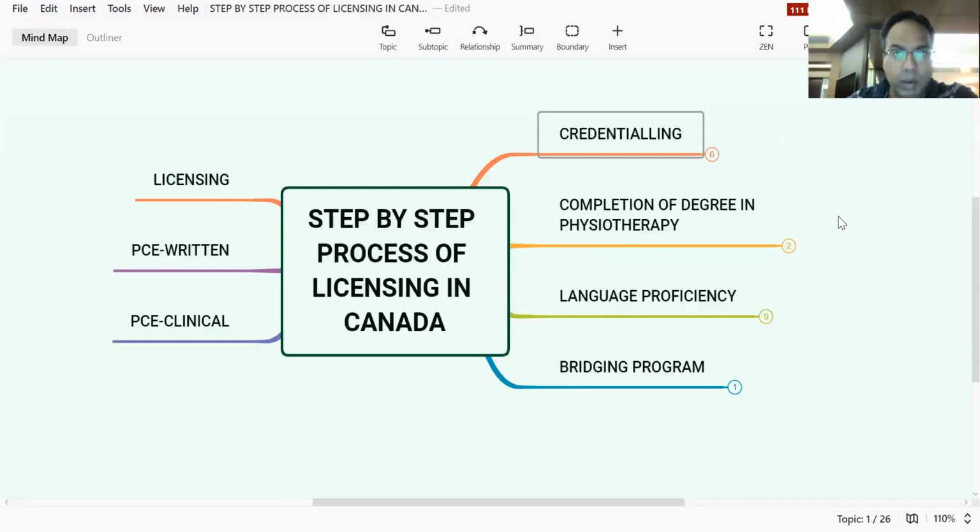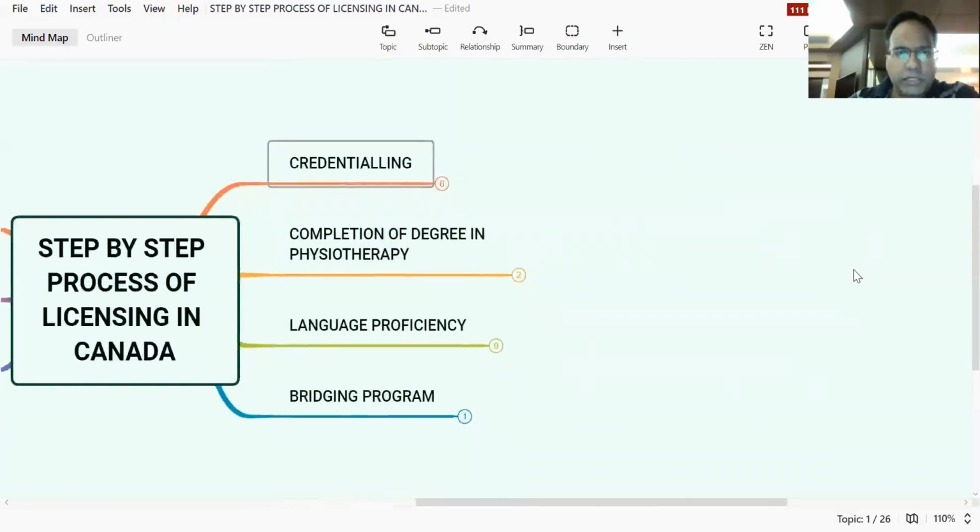The things that are required for the licensing process are: credentialing, the completion of a degree in physiotherapy achieved in your own home country, language proficiency if the candidate does not belong to a country where English is the first language, and a bridging program given by the CAPR after credentialing of your educational qualification. They will advise you on doing a bridging program, which can also be done online. So now let's start with the credentialing process.